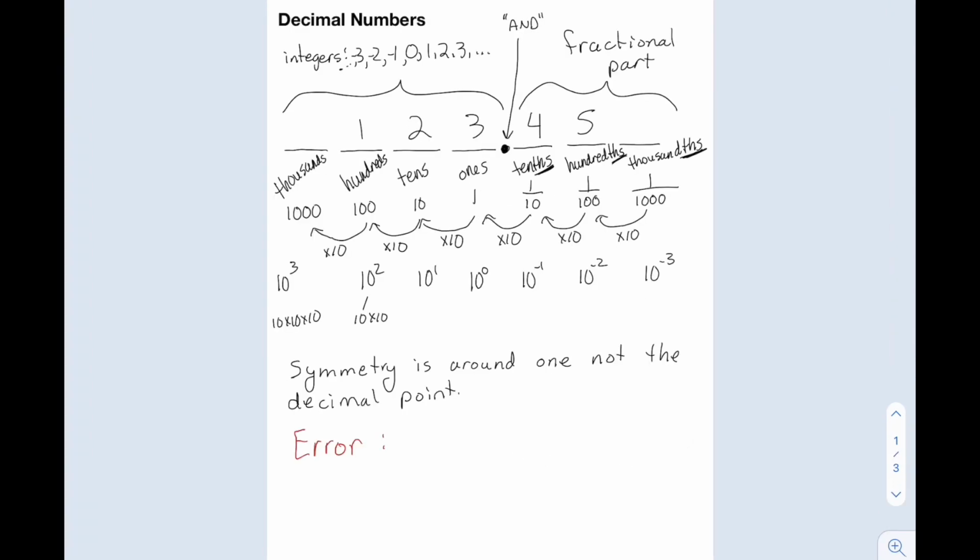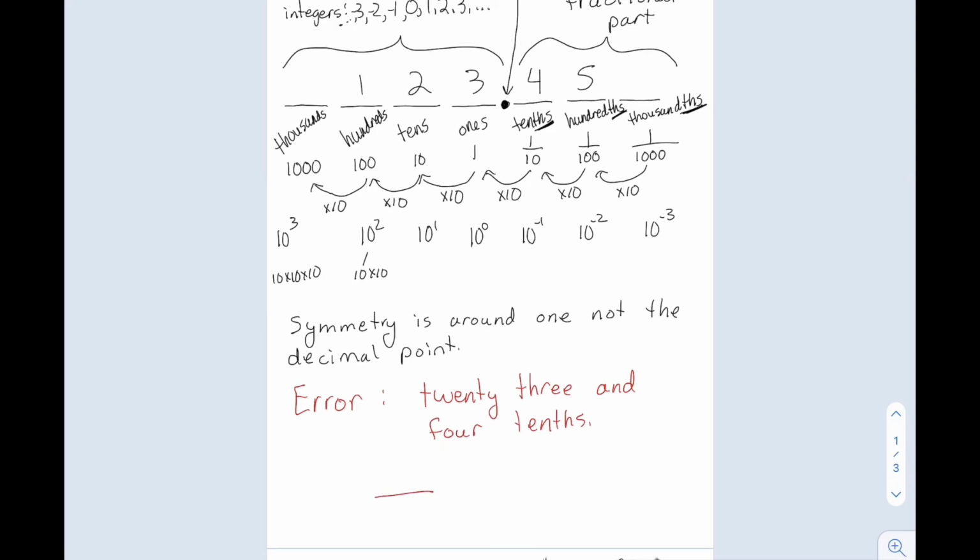For example, a student might think that if we wanted to write 23 and 4/10, that you would have something like this: the tens place, the ones place, and then because the tens place is 2 places to the left of the decimal, they think that the tenths place should be 2 places to the right of the decimal. It's an understandable mistake, but again, it's important to note that the symmetry is around the 1.